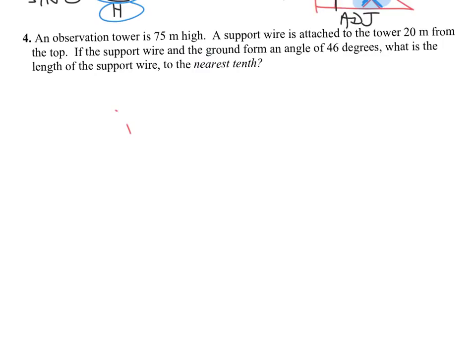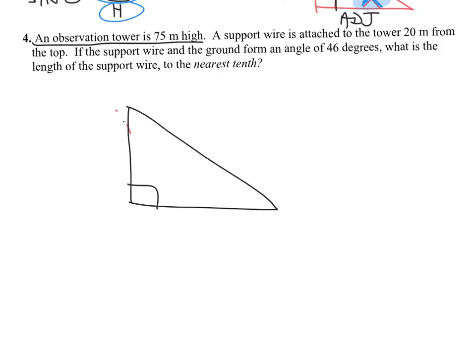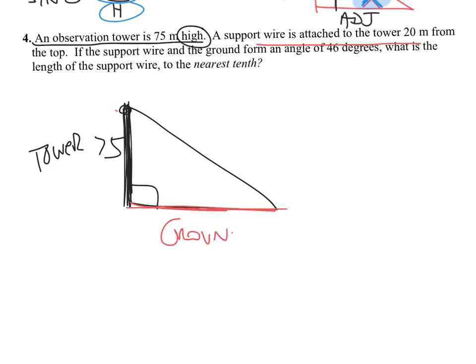Problem 4, an observation tower is 75 meters high. So I'll draw my right triangle, and it mentions the height. So I'm going to have my tower, and it's 75 meters tall, so there's going to be my 75. I have a support wire attached to the tower, so I'm going to have my ground along the bottom, and I have this wire that's going from the ground to the tower.